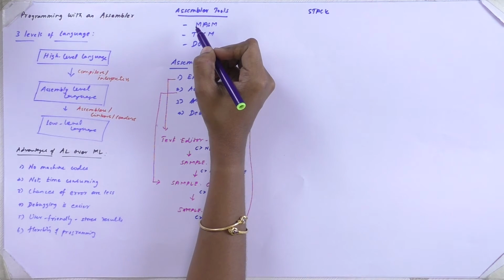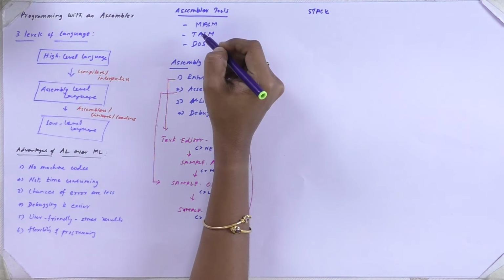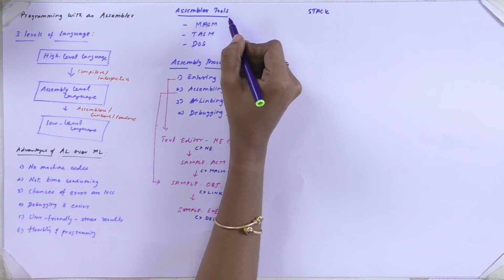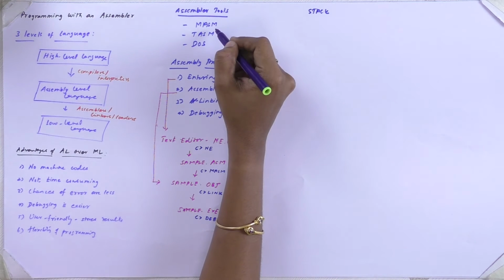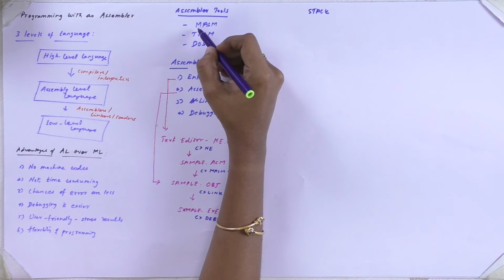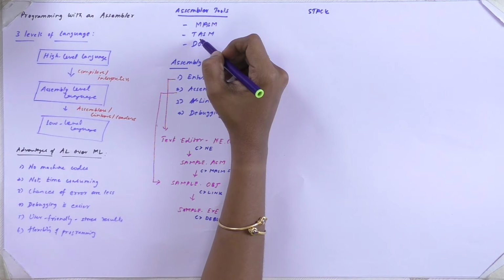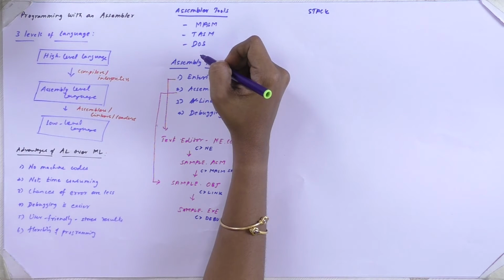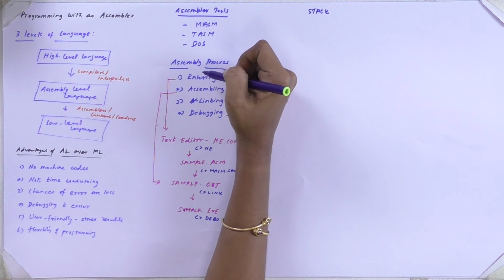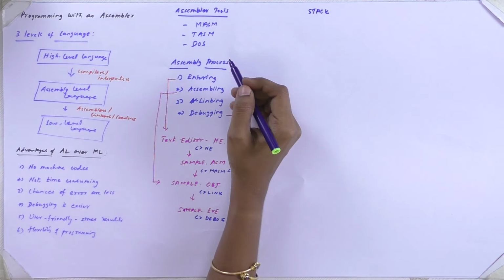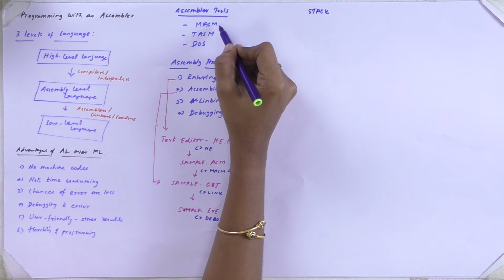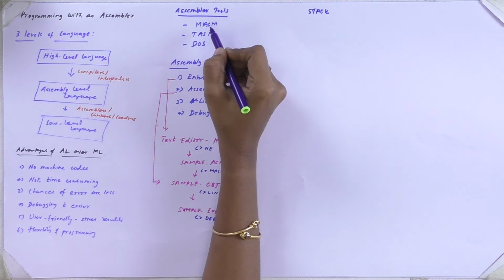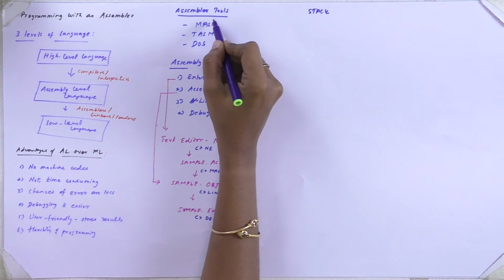Next are some of the assembler tools available. They are the MASM assembler, that is Microsoft Macro Assembler, then Turbo C assembler and then DOS. These are some of the assembler tools through which we can write assembly language coding. Now let us take an example: suppose we are writing assembly code using the MASM assembler.